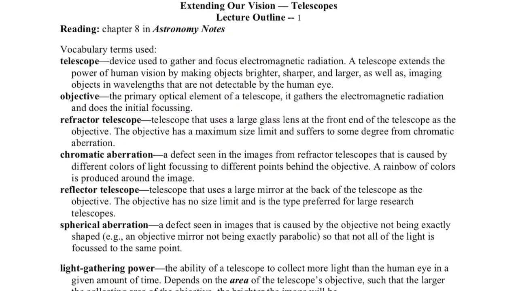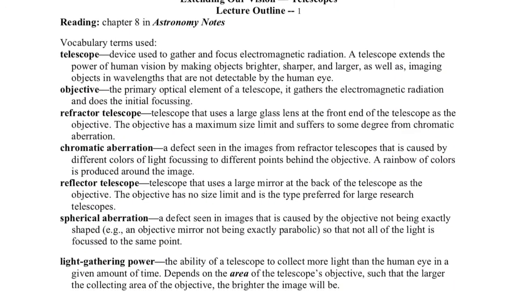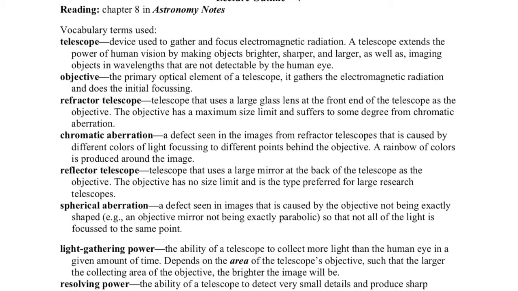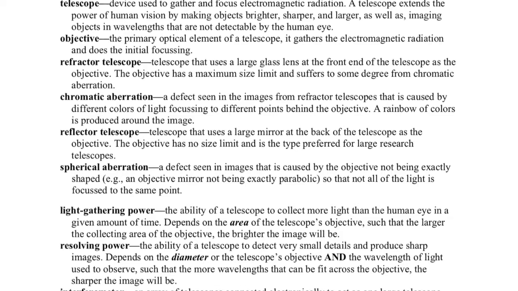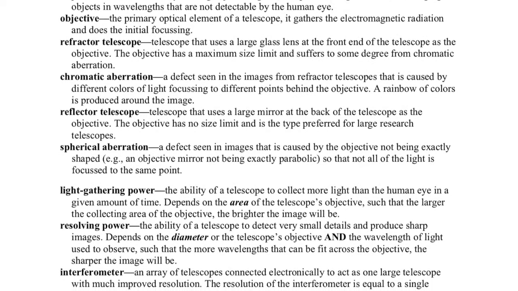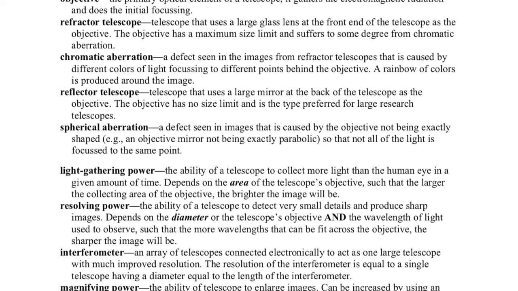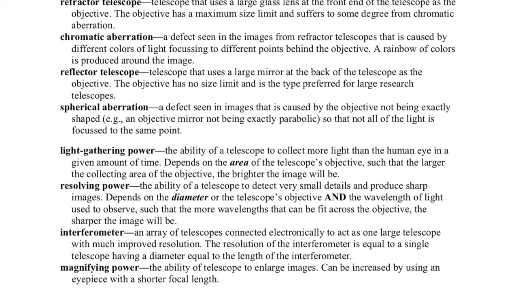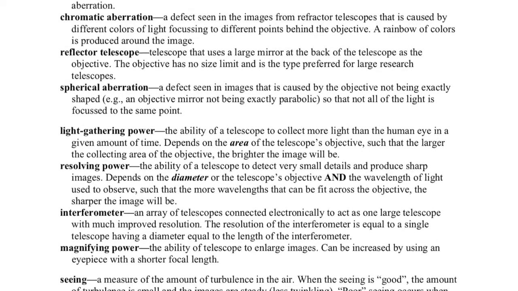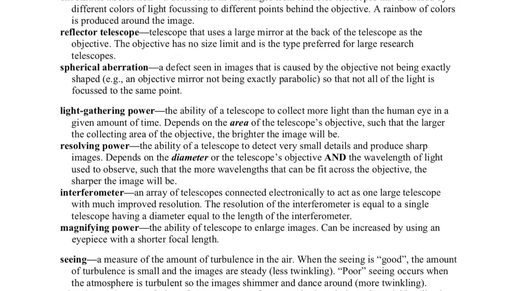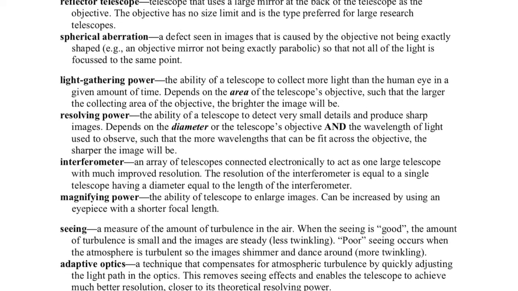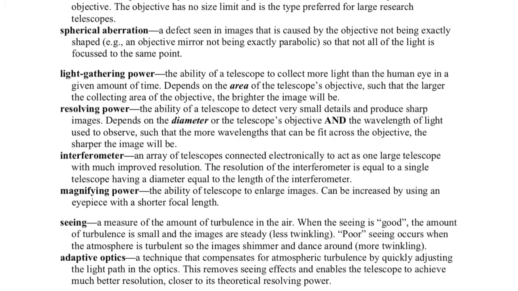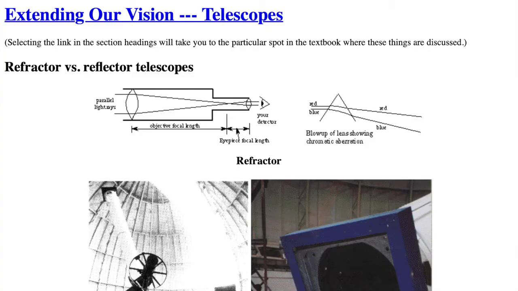In the lecture outline, the first set of vocabulary terms is about the basic types of telescopes, refractors and reflectors. The second set of terms is about the three powers of telescopes that enable them to extend our vision: the light gathering power, the resolving power, and magnifying power. And the third set of terms is about the effect of the atmosphere on starlight. Let's start with the two basic types of telescopes.